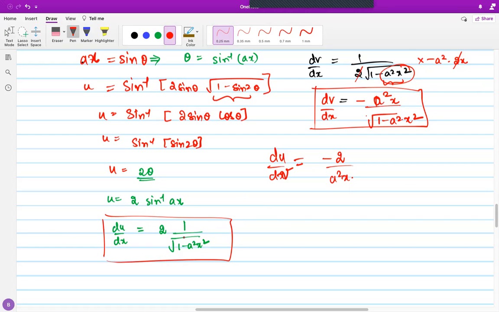Now 2 divided by 1, du by dx is 2a. Actually here we have theta as sine inverse of x. Yes, this is the answer, student.